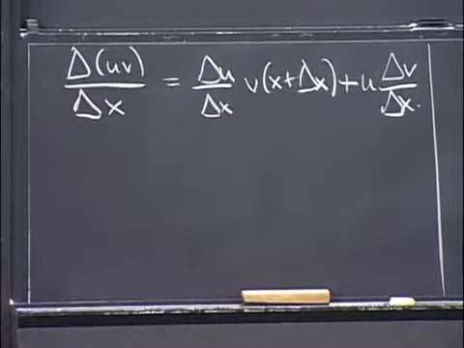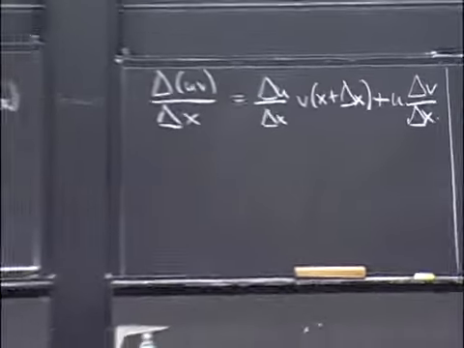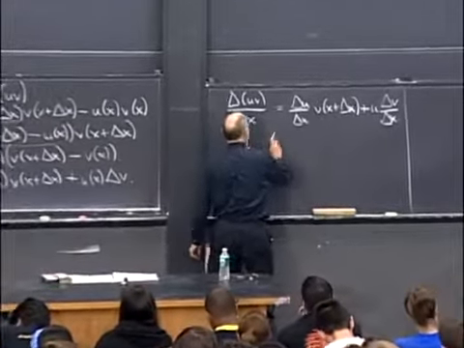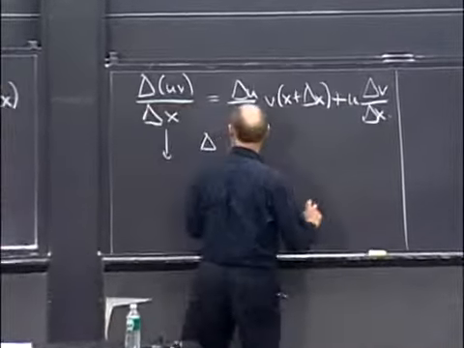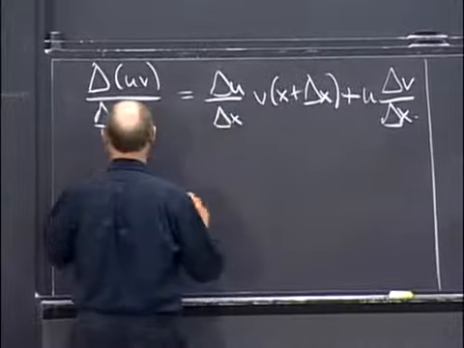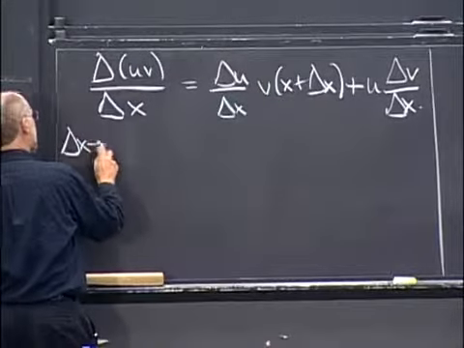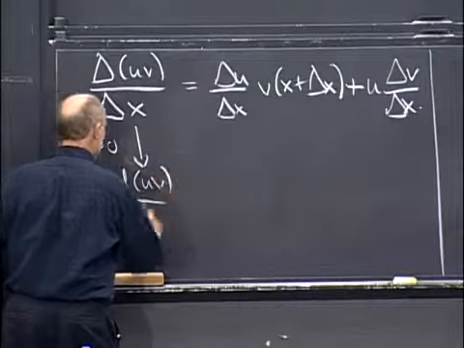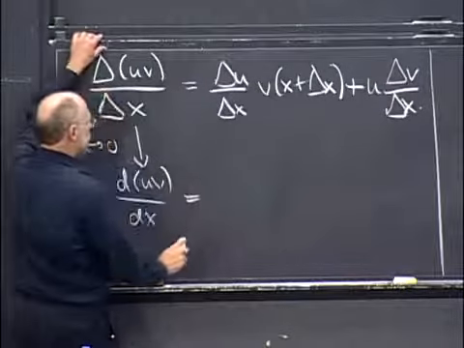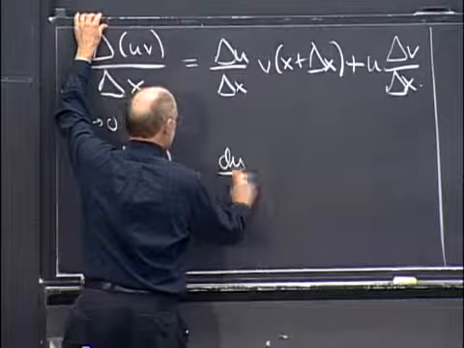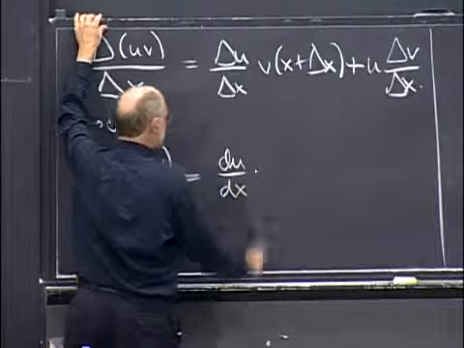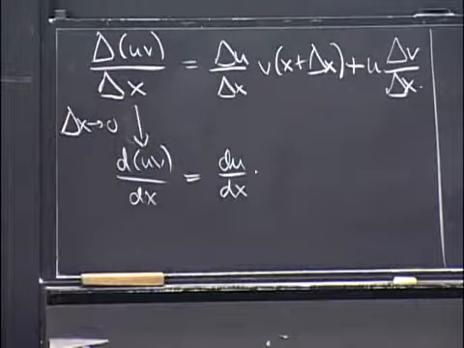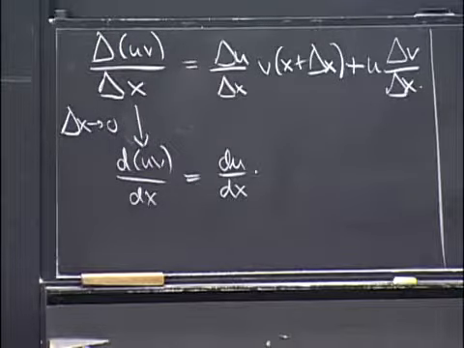So I've just divided this formula by delta x, and now I can take the limit as delta x goes to 0. So as delta x goes to 0, this becomes the definition of the derivative. And on this side, I get du dx times, now, what happens to this quantity when delta x goes to 0?